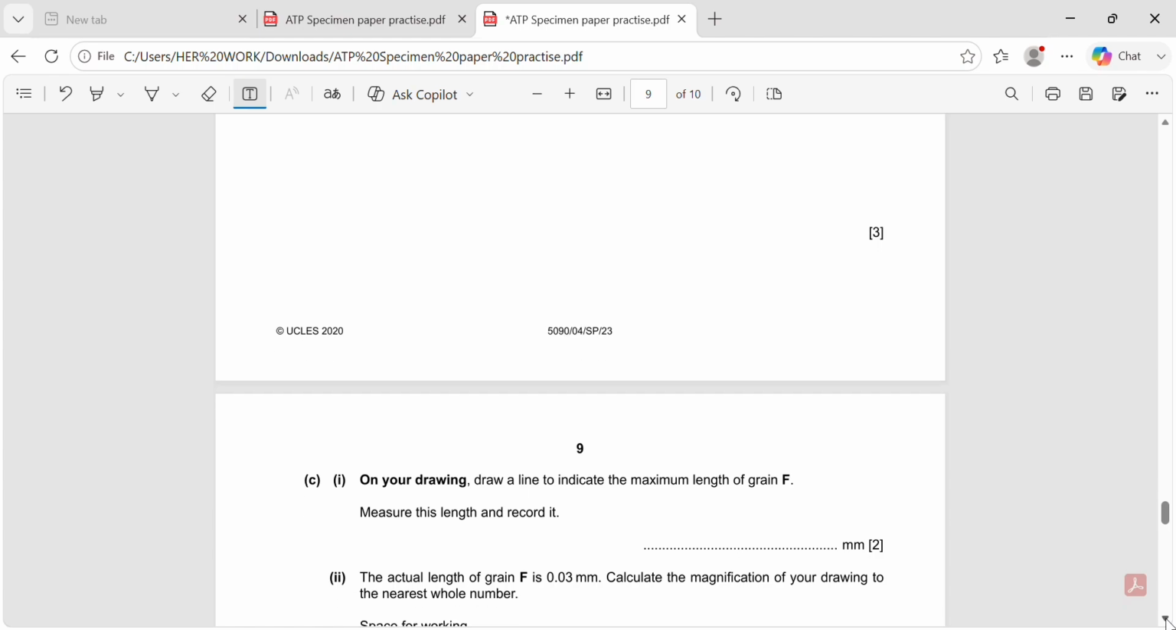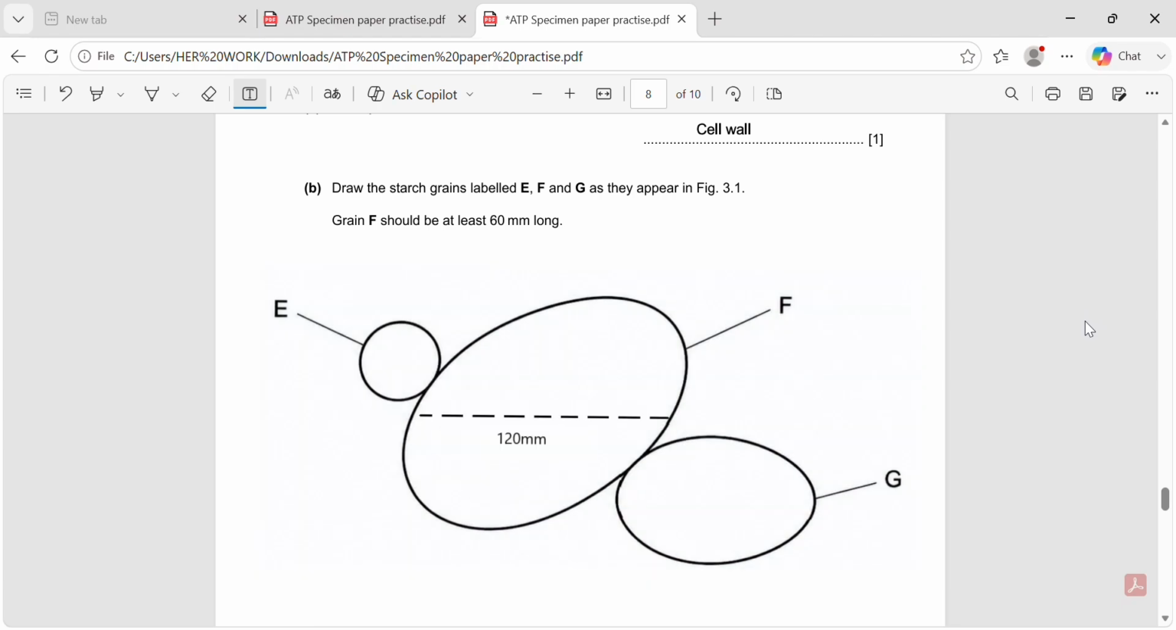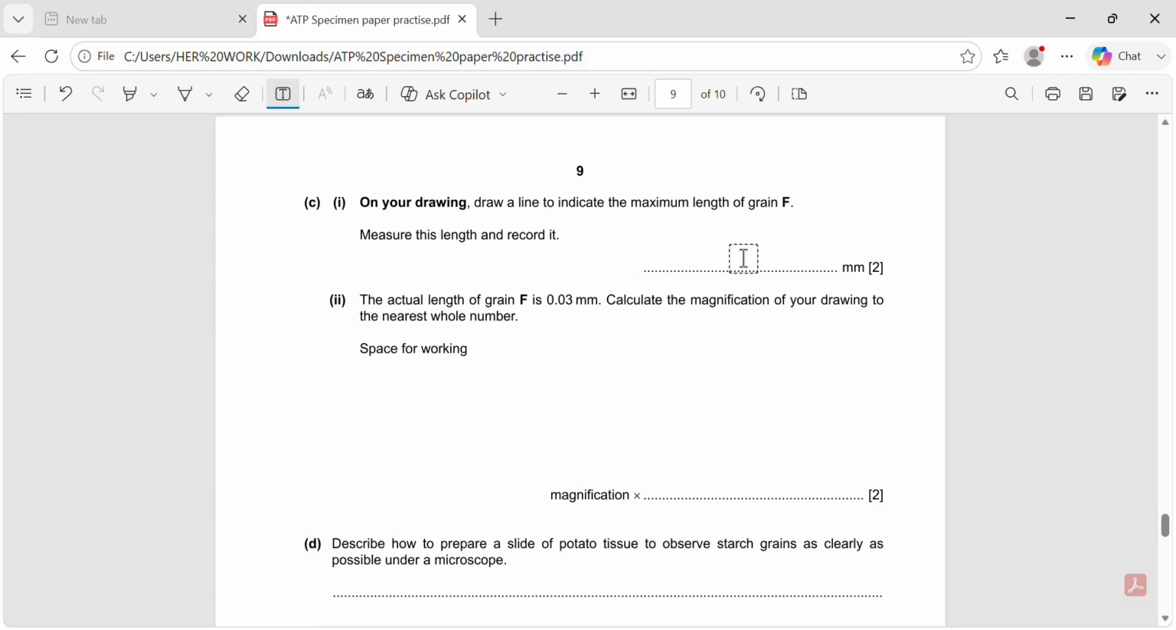The next question asks, on your drawing, draw a line to indicate the maximum length of grain F. Measure this length and record it. Now when your drawing is complete, draw a straight line from one end of grain F to the other to show its maximum length you have actually drawn. Then use a ruler to measure that line and write the measurement in millimeters beside it. My measurement in this drawing is 120 millimeters, so this will be my image size.